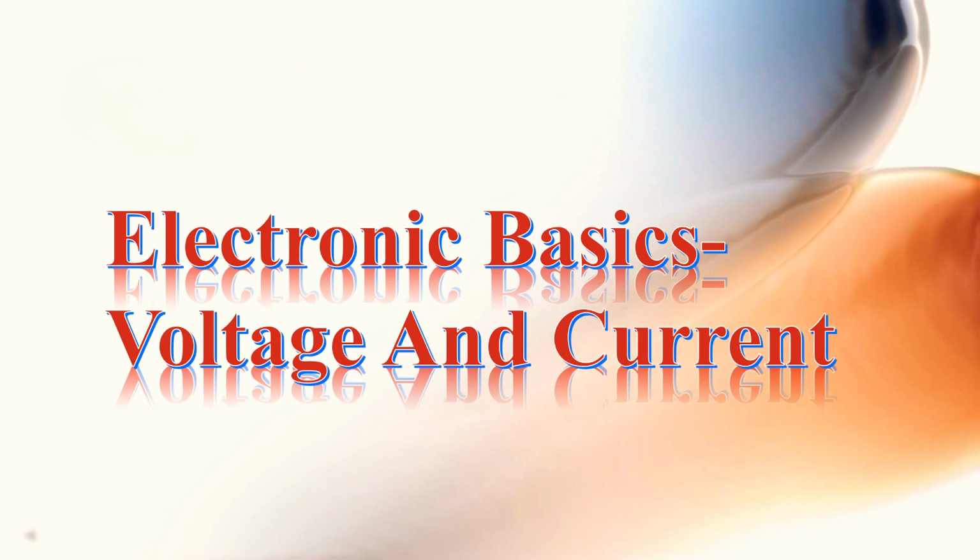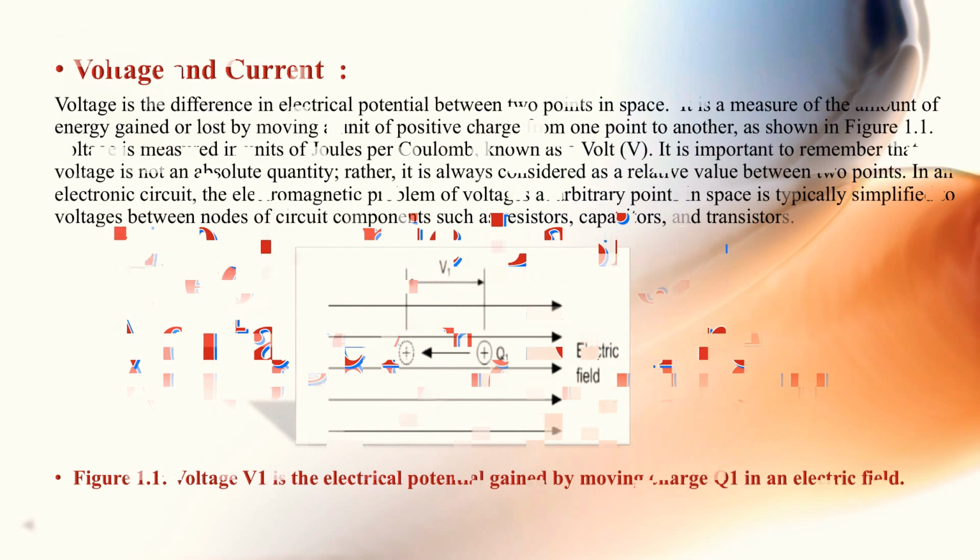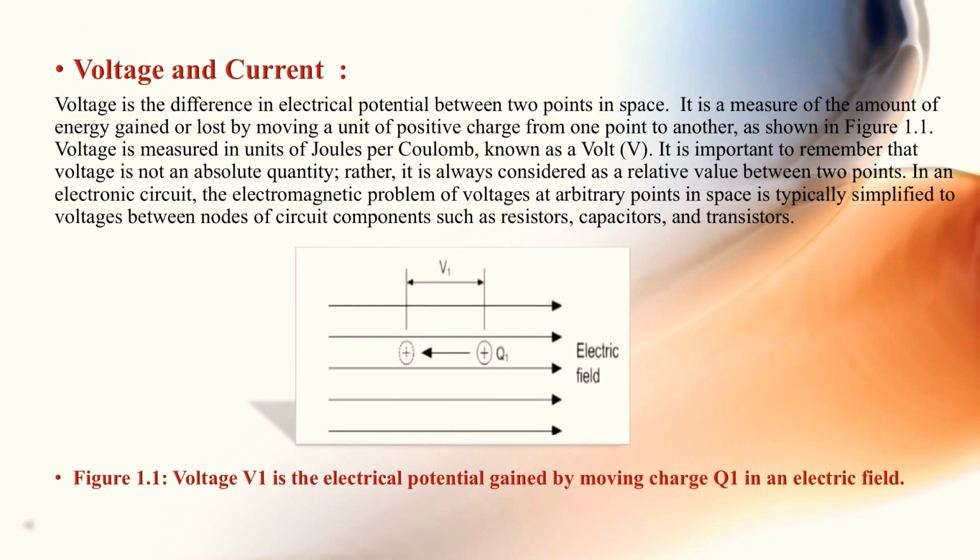Electronic basics: voltage and current. Voltage is the difference in electrical potential between 2 points in space.